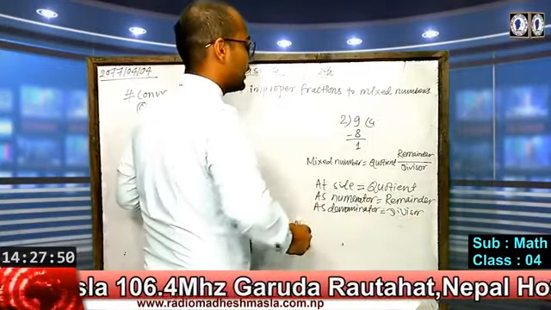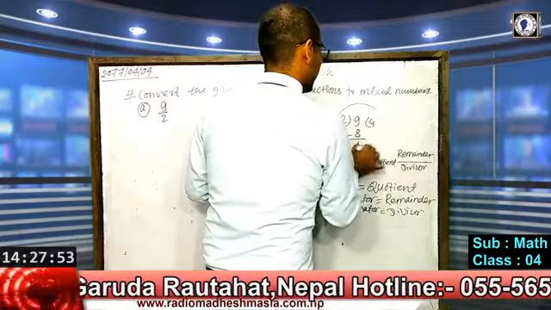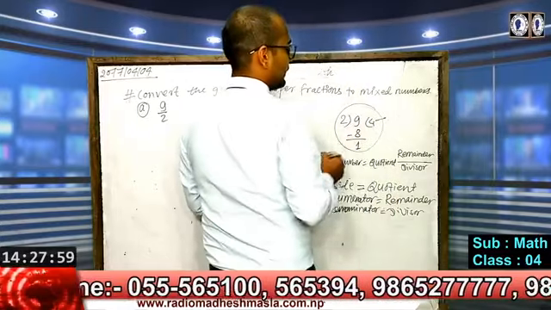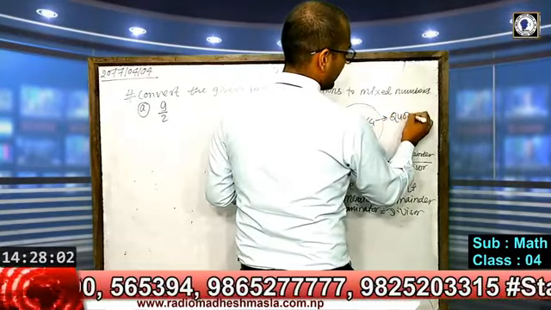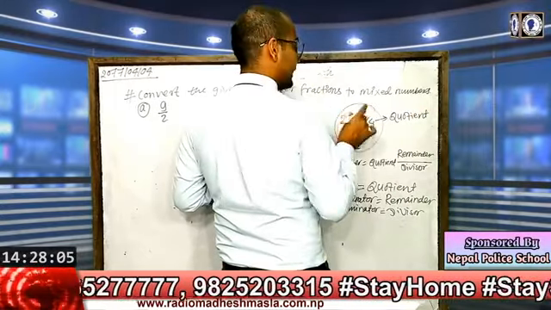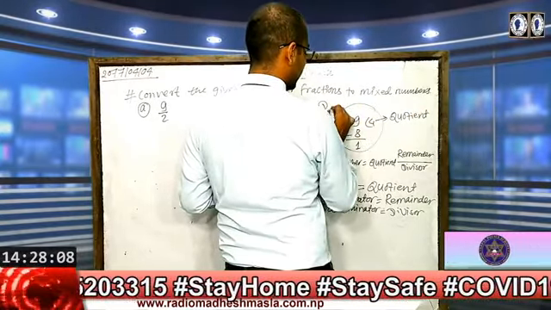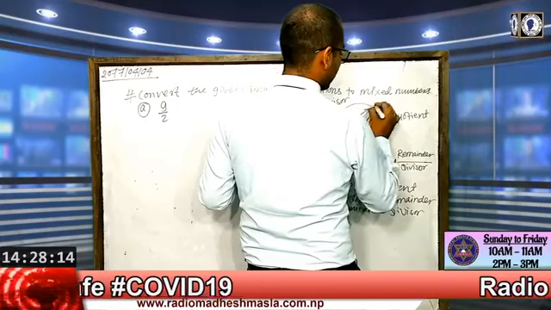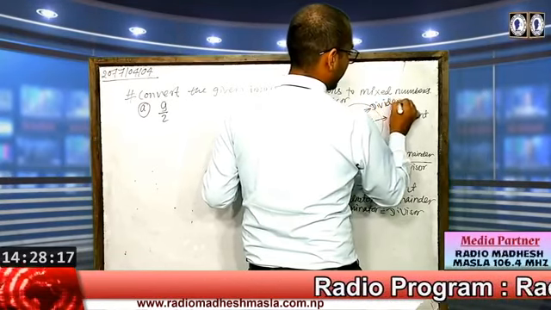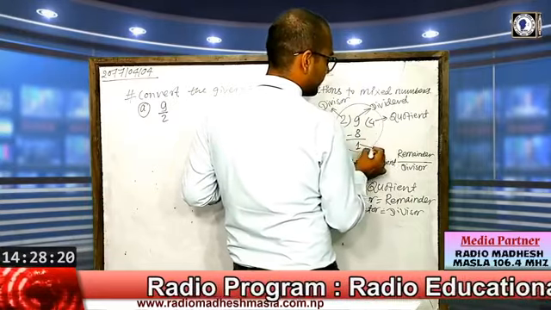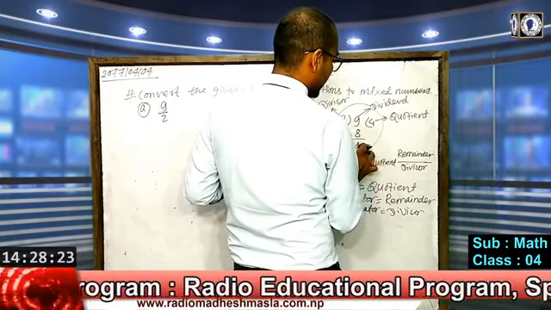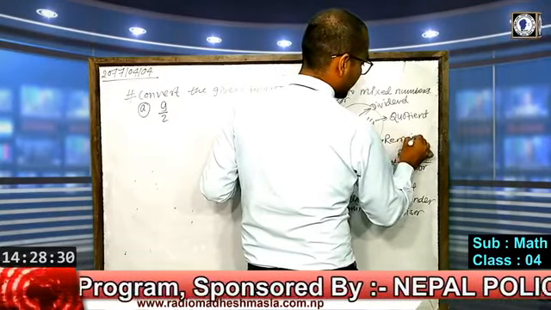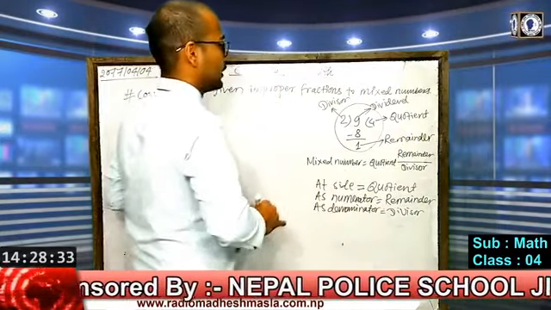So friends, as you know, in division there are 4 parts. The answer that we write is the quotient. The number that divides is the divisor. The number which is divided is the dividend. And the number left after dividing, which is not divisible by the divisor, is the remainder.